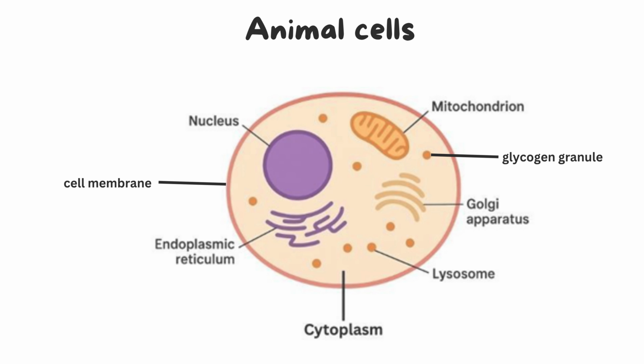Animal cells are more flexible. They don't have a cell wall or chloroplasts because animals don't make their own food. Instead, they store food as glycogen granules, and they have lysosomes which are the recycling centers that break down waste. So apart from the cell wall, starch grains and chloroplasts, animal cells have similar organelles to plant cells.